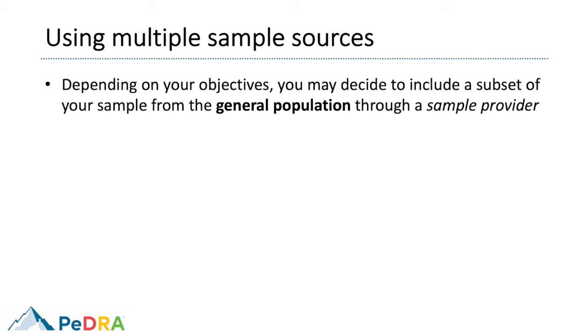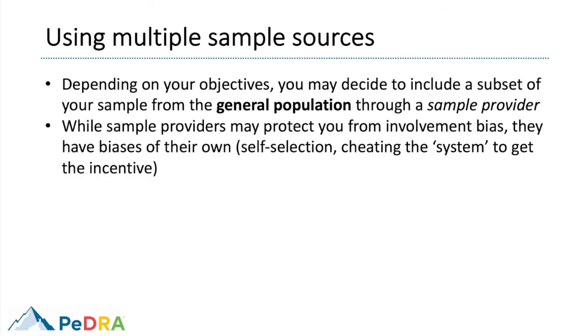Depending on your objective, you may decide to include a subset of your sample from the general population through a sample provider. Sample providers have huge lists of people who represent the population as a whole, and you can target people within their lists, for example, those people with skin conditions like eczema. But naturally, these lists have certain biases associated with them as well.